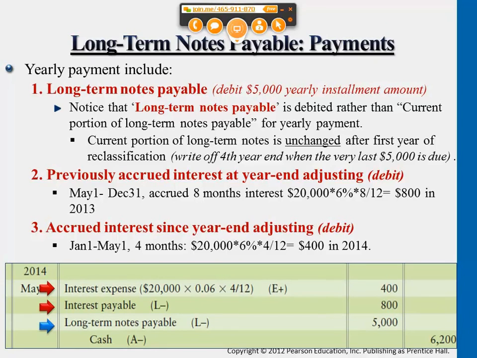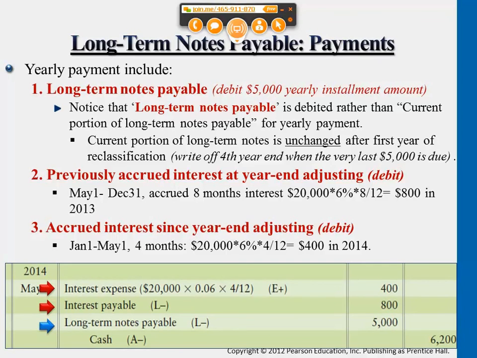Okay, so besides this, everything else is pretty much the same. When it reaches year end, you do this interest accrual entry, just with a different dollar amount. Keep in mind that we no longer owe $20,000, because remember, at the first year end we paid off $5,000. So we just owe $15,000, and you accumulate interest based on $15,000.